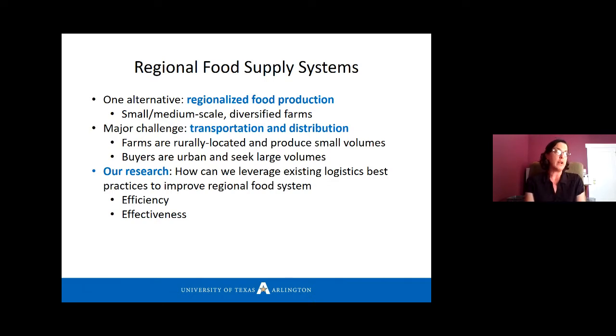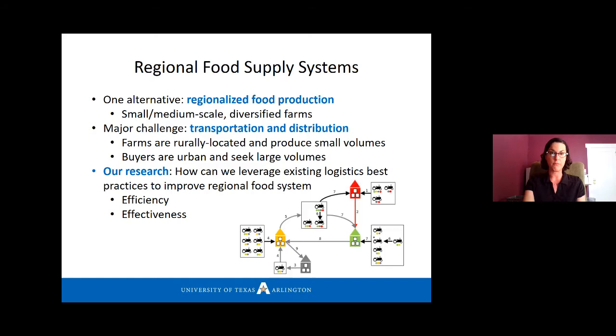And then you might say, well, why not just hire someone else to do that? You know, just order a truck to come pick it up. Well, that's expensive. And then it gets into scheduling and into volumes, lots of challenges. So our research is how can we look at existing logistics best practices, and so I'm thinking companies that we all know that do logistics really well, like UPS or Walmart or some of these famous companies that are doing logistics very well for conventional systems, and use those ideas to make regional food supply more efficient and more effective.